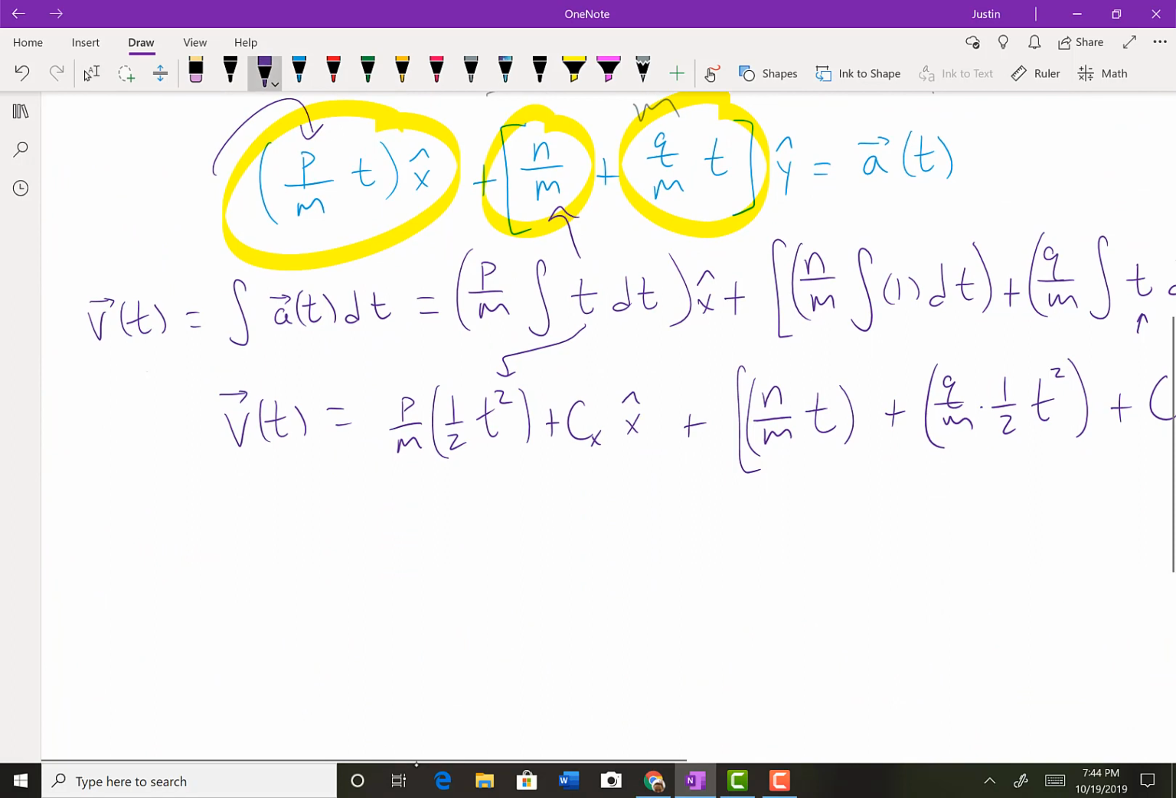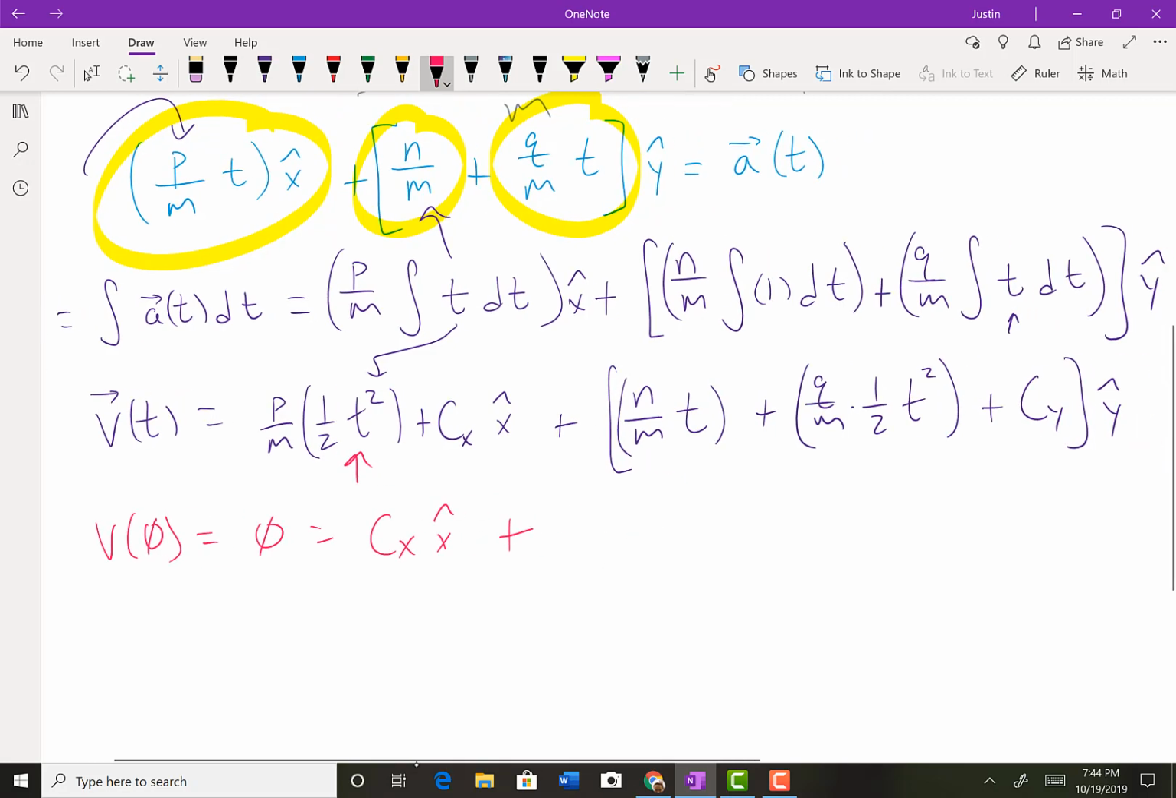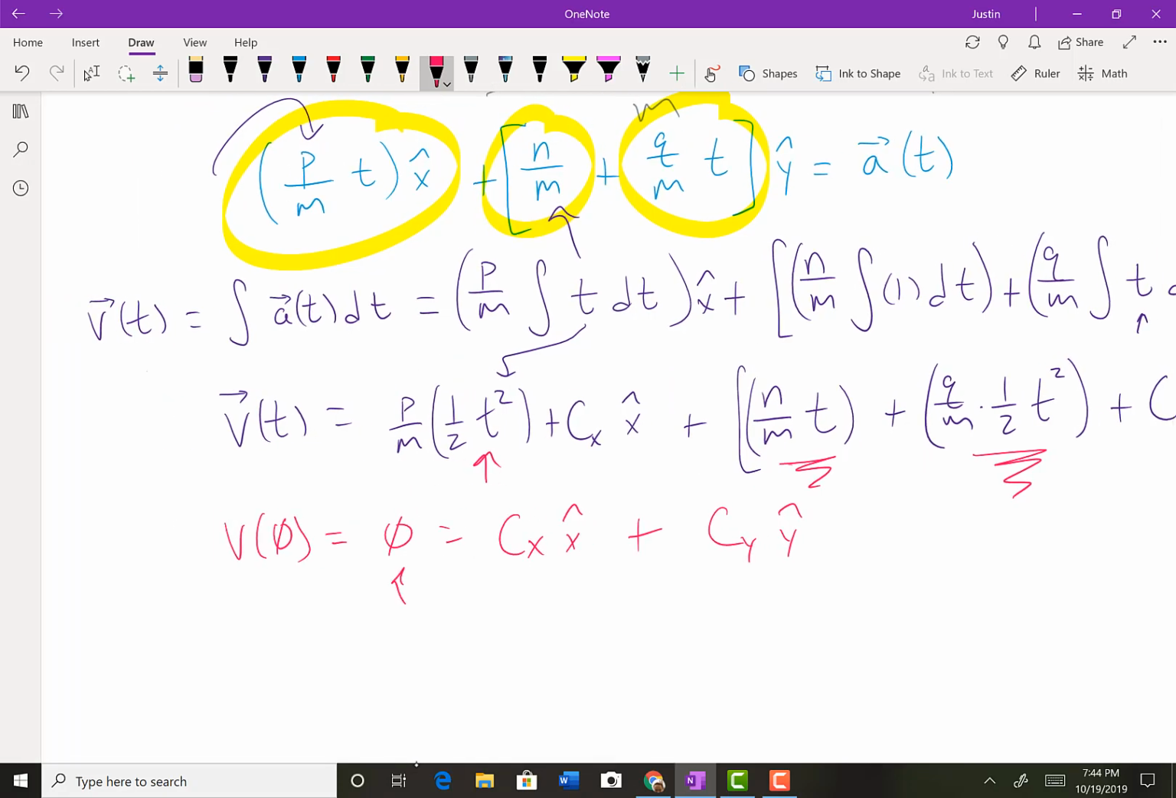So let's kind of throw that in there. I know that the velocity when t equals 0 is 0. So that means all this will be 0. So that'll leave me with just cx in the x hat direction, plus this will be 0, and this will be 0, so that'll leave me with cy in the y hat direction. And because this velocity is 0 in both the x and the y direction, that basically just tells me cx equals 0 and cy equals 0.